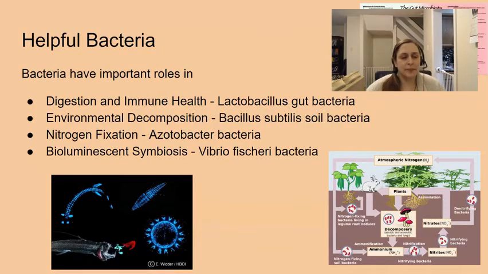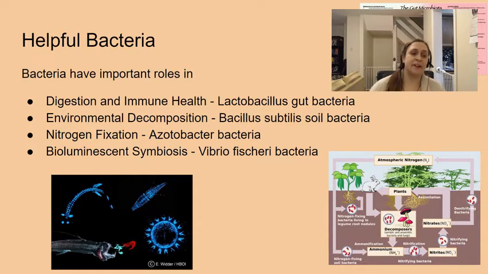Just a few examples of helpful bacteria. I'm going to go into detail on two of these. In the human body, in our digestive system, we are not able to digest all of the things that we eat. So some of the things that we eat are digested by bacteria living inside our system. Lactobacillus is an example of a helpful gut bacteria. E. coli is also normally and naturally found in our lower intestine and can have a helpful role there.